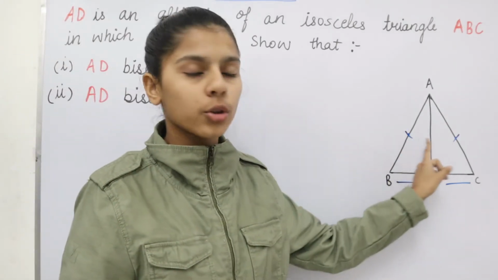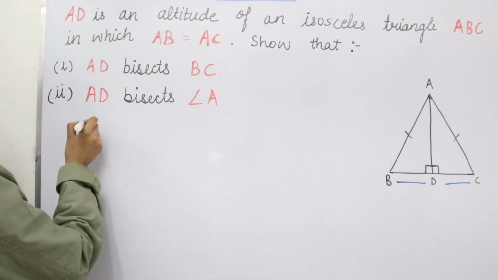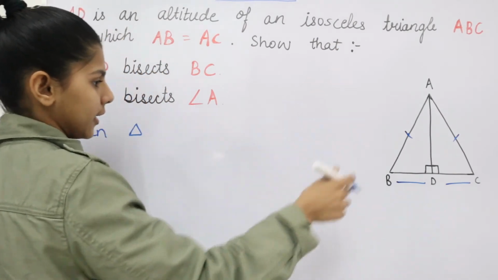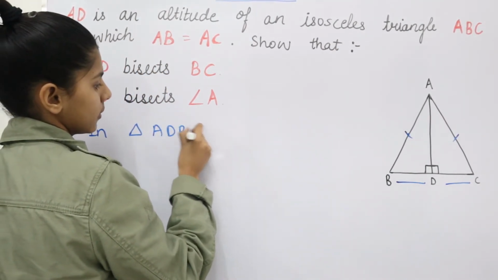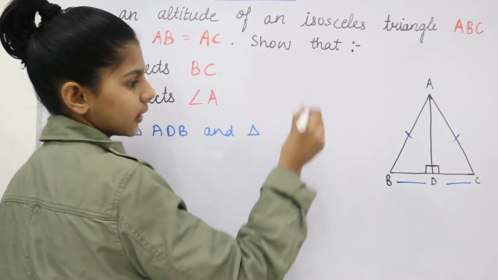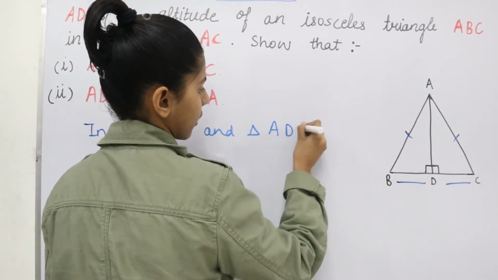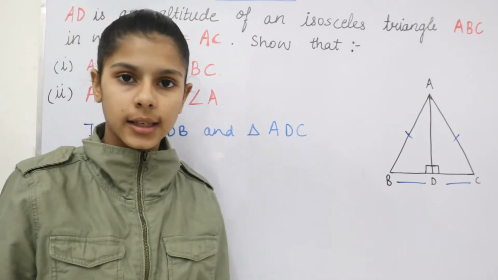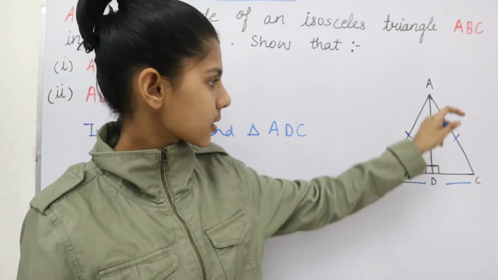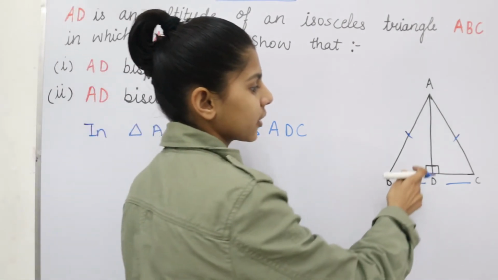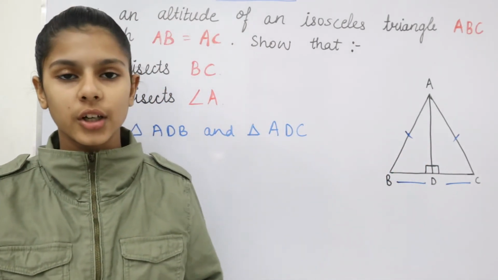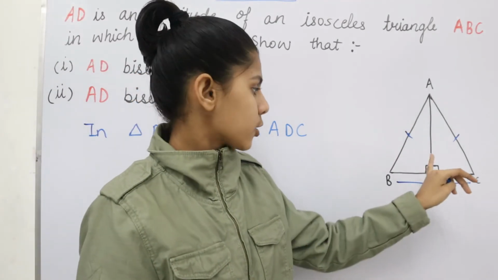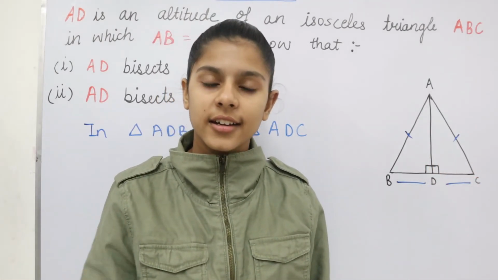So for proving these both triangles congruent, we will start the solution from here. About which triangles are we talking? Triangle ADB and triangle ADC. So first of all, you can see that AD, this altitude, has a 90-degree angle on both sides, because I have told you earlier also that an altitude is always perpendicular. So here both triangles have a 90-degree angle.